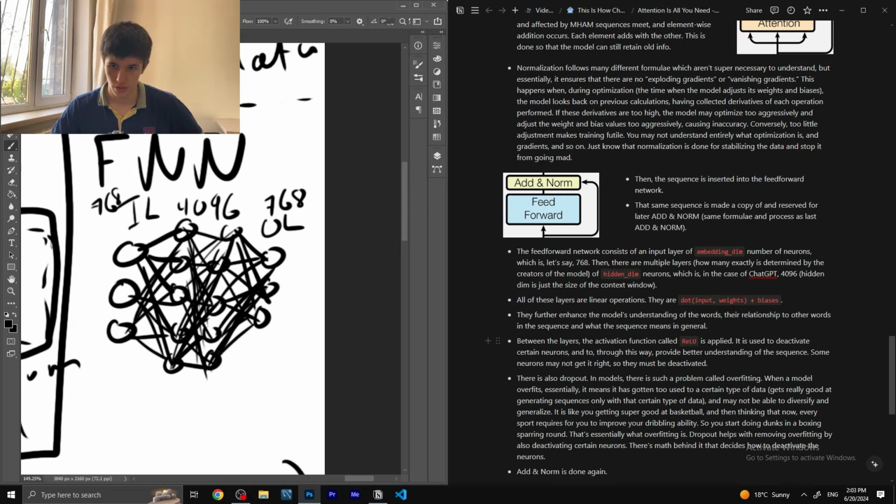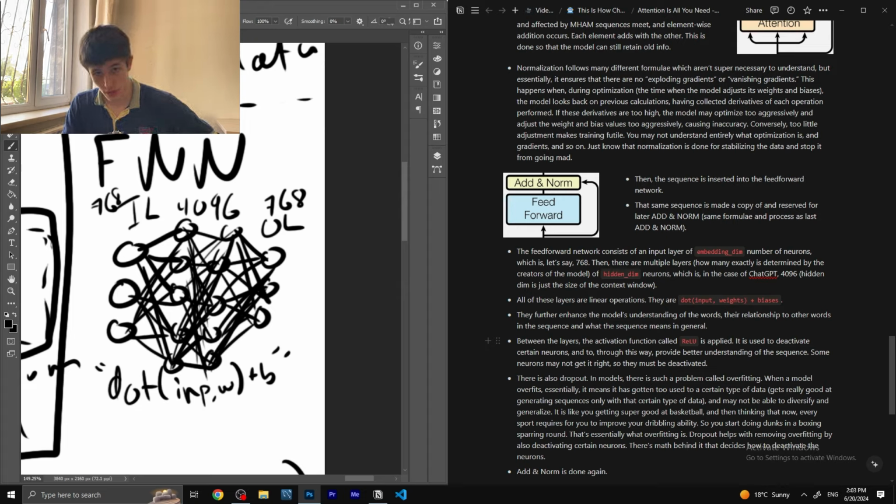768, and by the way, all of these transformations are the input times w plus b. That's how we will label it. Essentially, that's what occurs at each and every neuron, which contains these weights and biases. Now, 768 is done to further deepen the understanding of the word's meaning, whereas 4096 is done to understand the relationship between words and so on. And 768 is also done to deepen the word understanding. Now, you hopefully remember that the shape is 4096, 768.